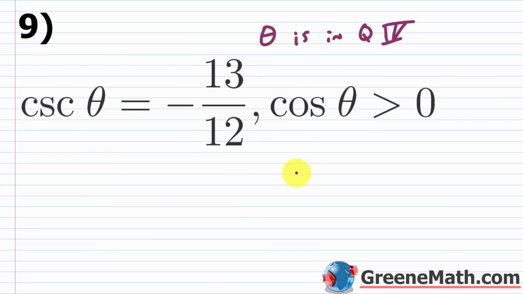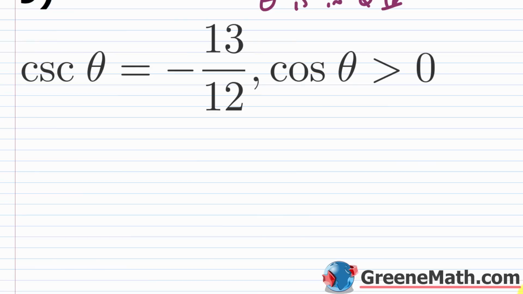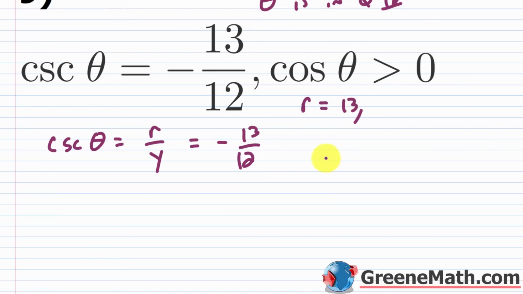So now we know the x values are positive and the y values are negative. So coming down here, we have that the cosecant of theta, which by definition is going to be r over y, is equal to negative 13/12. So for this guy here, the r value, I'm going to say it's positive 13. And the y value is going to be negative 12 because, again, if we're in quadrant 4, the y values are negative.